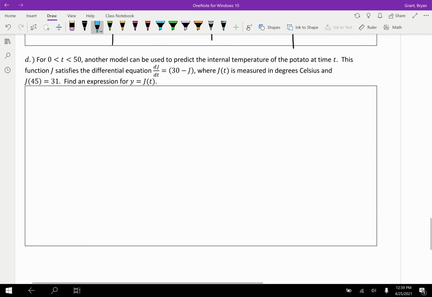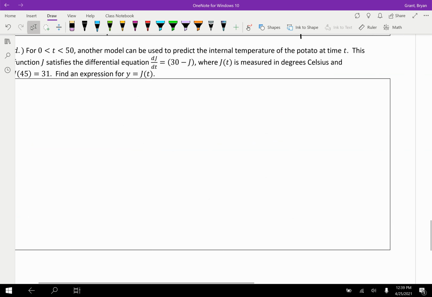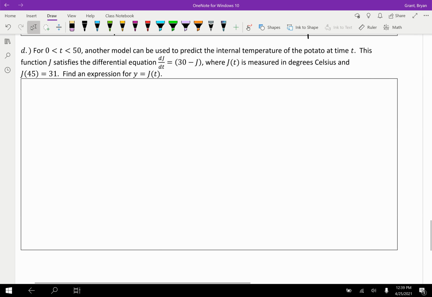All right, last problem. This is one that I created, but I think it's important to discuss. For t between 0 and 50, another model can be used to predict the internal temperature, and so we have this cool differential equation, j. Find an expression for y equals j of t. Well, very, very similar to the one we just did. We're going to need 3 columns here, somewhat equally divided in thirds. Let's get to it.